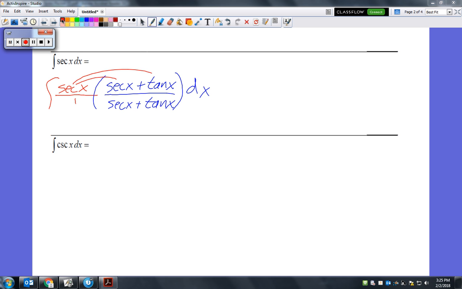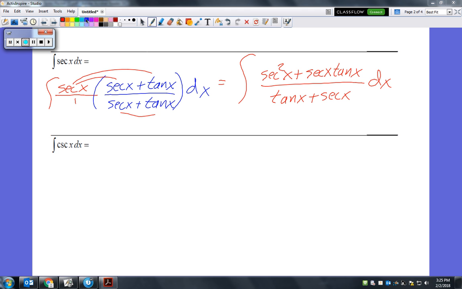But if I do, look at the distribution that just occurs. What I really have is equivalent to secant squared x plus secant x tangent x. And on the bottom, order doesn't matter with addition, does it? So you could write secant plus tangent, or you could write tangent of x plus secant of x. What do you think my u is now?